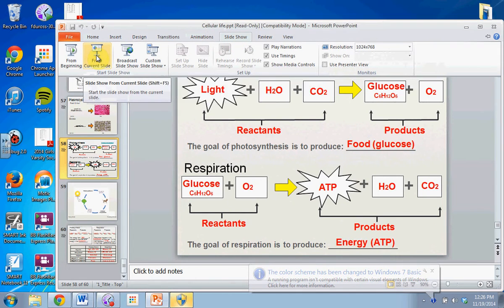All right, so please open up your note packet. We are on photosynthesis. So towards the end, there's only a couple slides left.